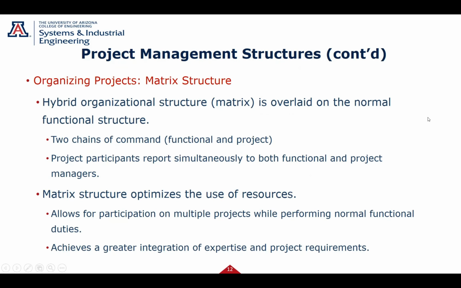So let's look at the last structure. Well, again, I'll talk about a fourth, but you're going to see it's really, we'll get there. But this is the last major structure, the matrix structure: a hybrid organizational structure overlaid on the normal structure. It'll be easier to see when I show you the picture.